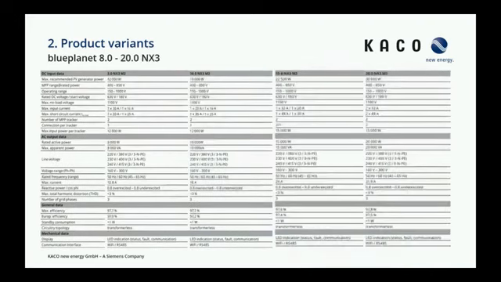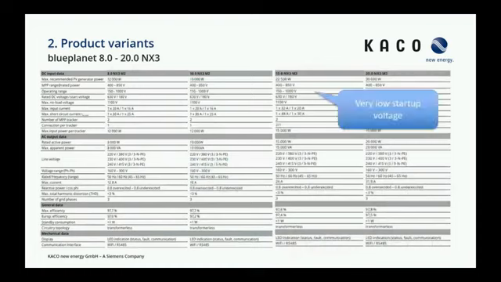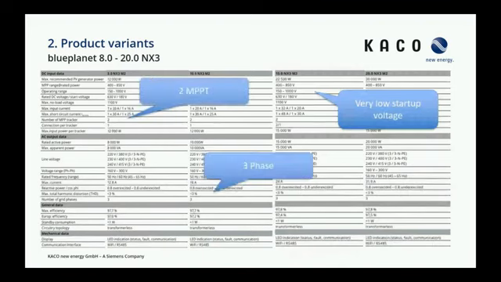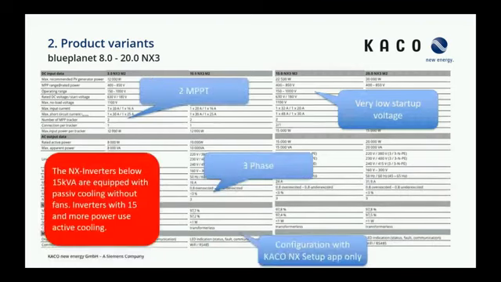These are the other NX3 inverters. Again, we have a very low startup voltage. We have 2 MPP trackers, a 3-phase inverter, and the configuration is only possible with the app. What's maybe also interesting, all NX inverters below 15 kVA are equipped with passive cooling. That means we have no fans. The 15.0 NX inverter has only one inside fan, and the bigger inverters have inside and outside fans. So they are actively cooled.